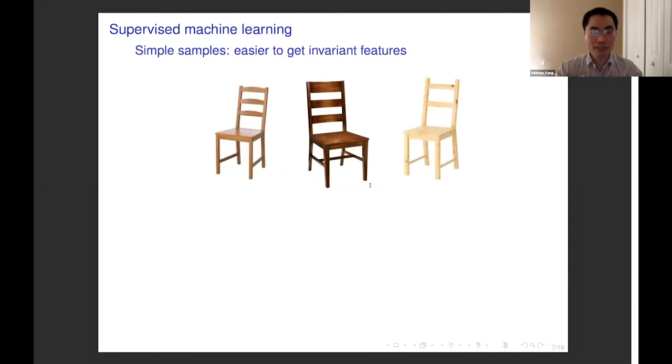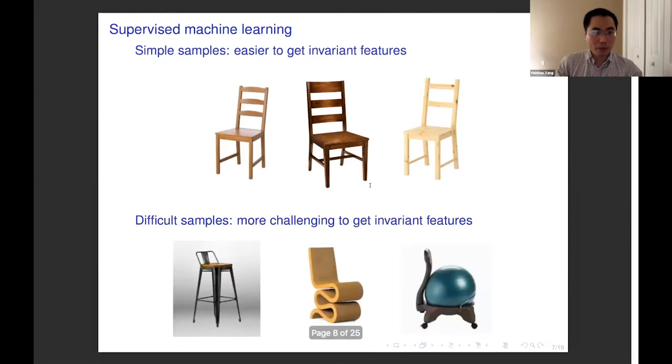So if we start from simple examples, then it's quite easy to get the main idea of the invariant features to make a decision. For example, from the three chairs here, we can conclude that the definition of a chair might be something with a long back and four legs and something to support ourselves. So it's very easy to get this intuition from simple examples. But if we learn from difficult examples, then it might be more challenging to get invariant features to make a decision to classify these images.